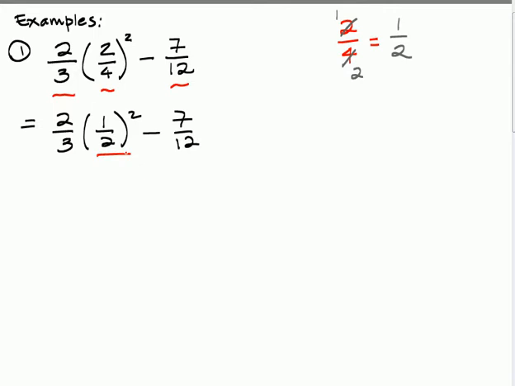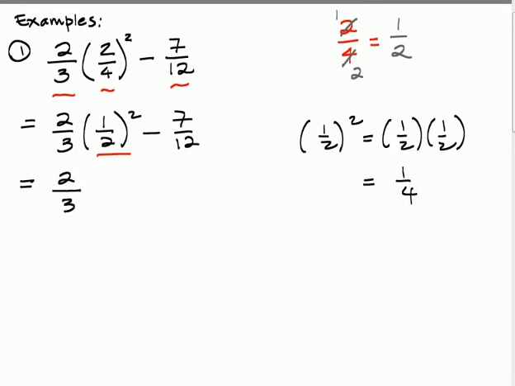And you're going, oh my gosh, I don't know how to square a fraction. Yeah, you do. If you know how to square something, and you do, you know how to square a fraction. What does it mean to square something? It means to take whatever you're squaring and multiply it times itself twice. And you know how to multiply 1/2 times 1/2, we would get 1/4, so 1/2 squared is 1/4.